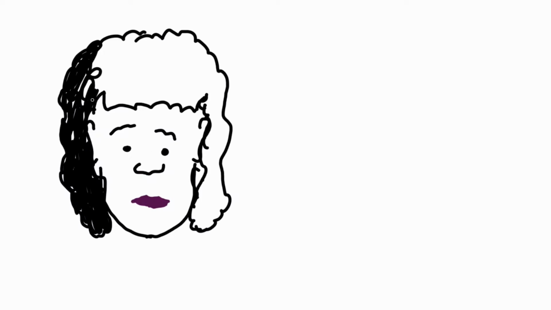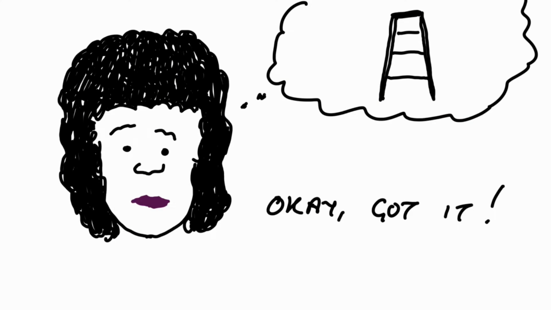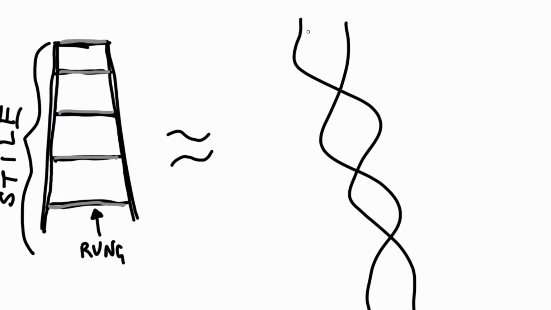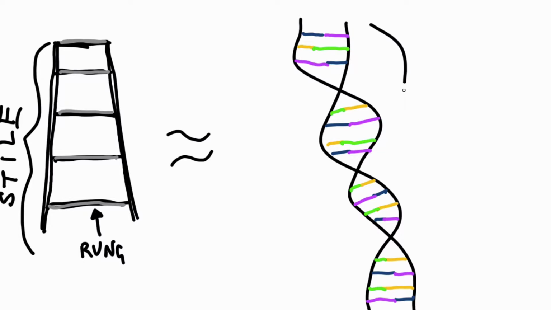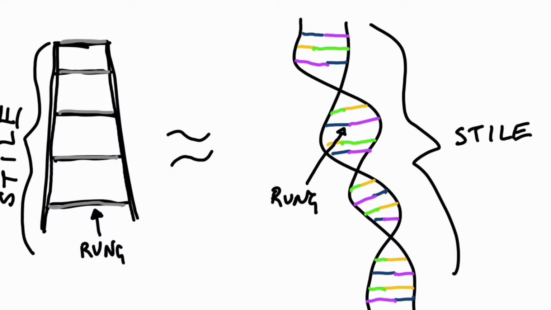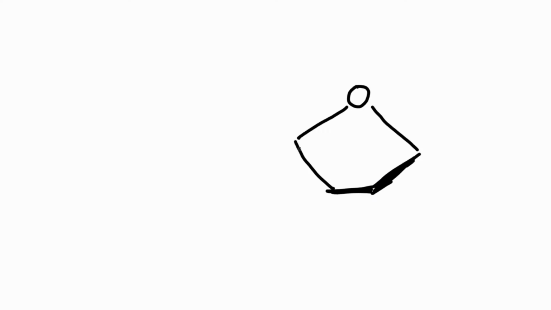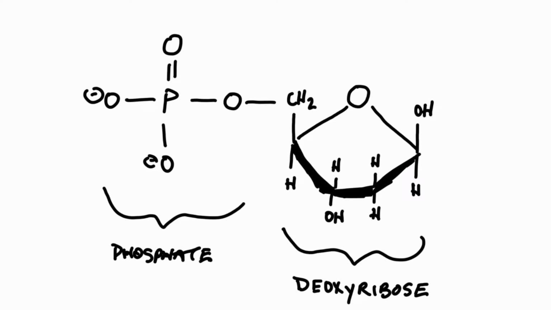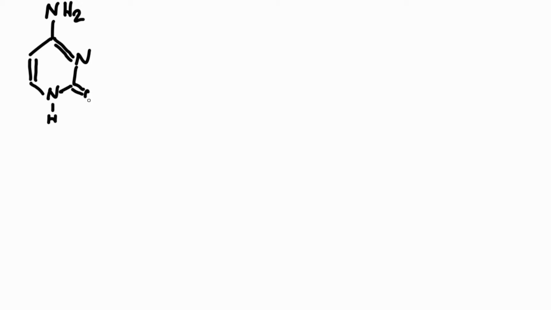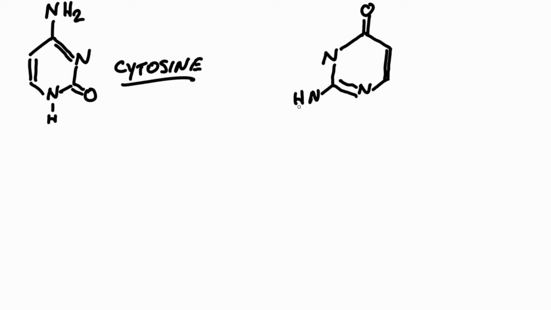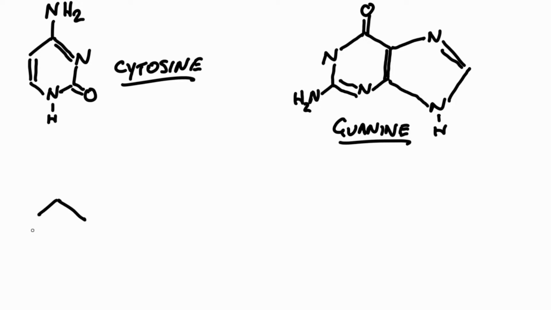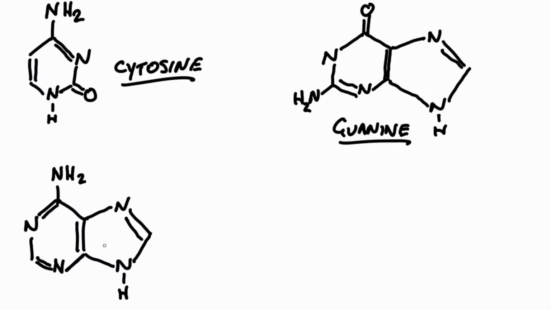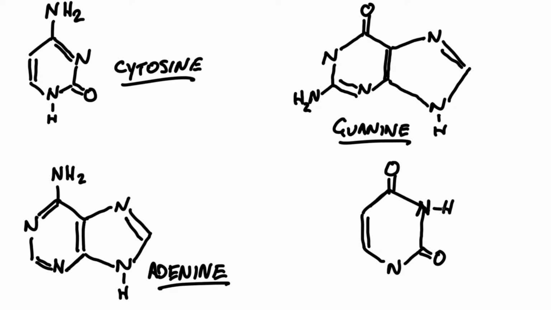The ladder image is a good one to keep in mind for a moment. Much like a ladder, DNA has two styles, or the long vertical pieces, and a series of rungs between them. The styles of the DNA are made up of a sugar, deoxyribose, and a phosphate, while the rungs are made up of two matching nucleobases. There are four nucleobases total: cytosine, guanine, adenine, and thymine.